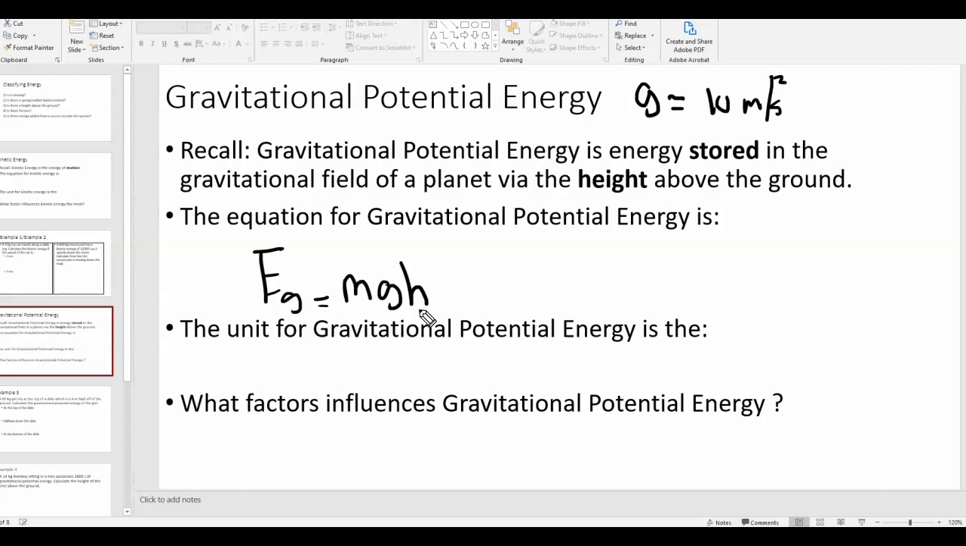Okay, h is the height of the object in meters above the ground. Okay, so very simple equation, we're just multiplying. Now the unit for gravitational potential energy, like any energy unit, is going to be joules.